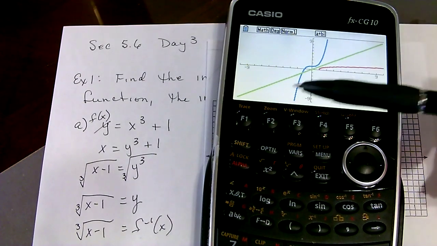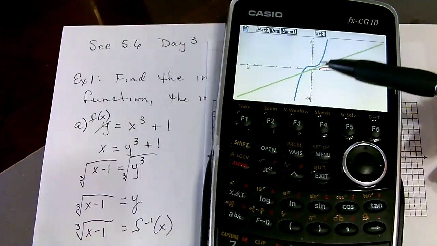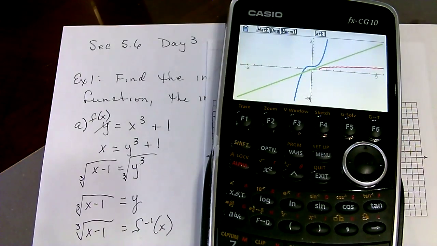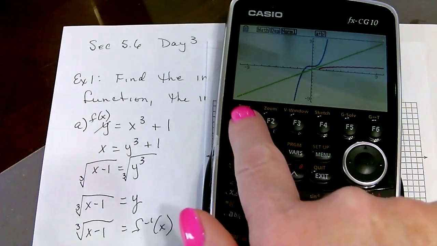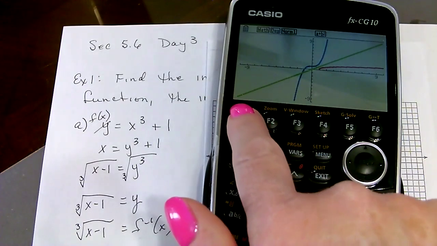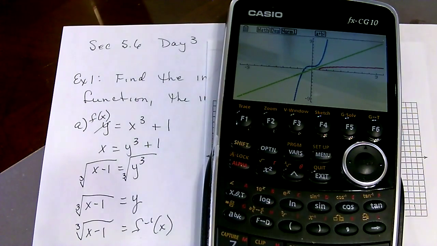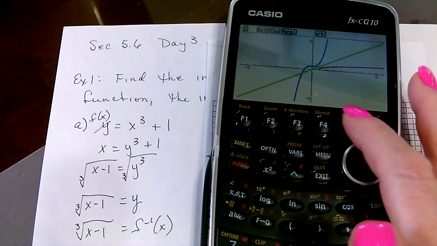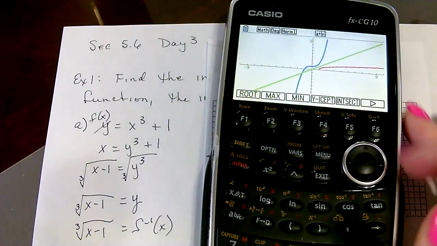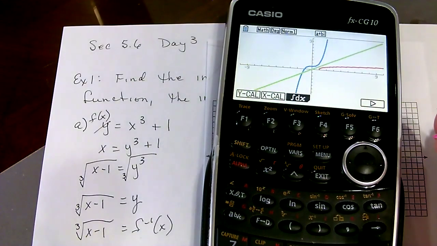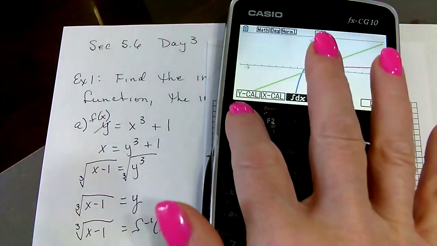Okay, looking at the blue one, I know we haven't really used the trace key very much, which is this one right here. But you can use this. The bad thing about the trace key is it only shows you the closest pixel. It doesn't show you the closest value. So instead of doing that, let's see what happens if we hit graph solve. Okay, I'm going to hit the y-axis or go over, and I'm going to calculate a y.